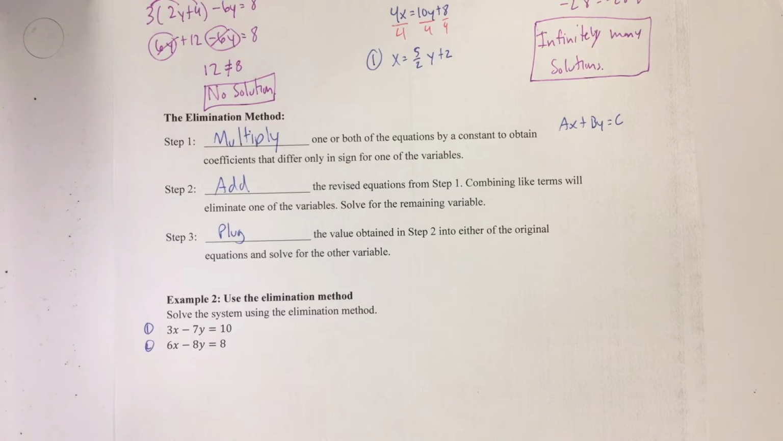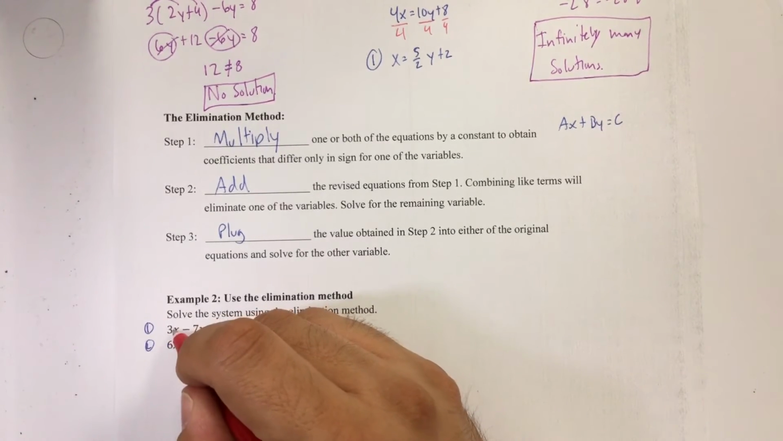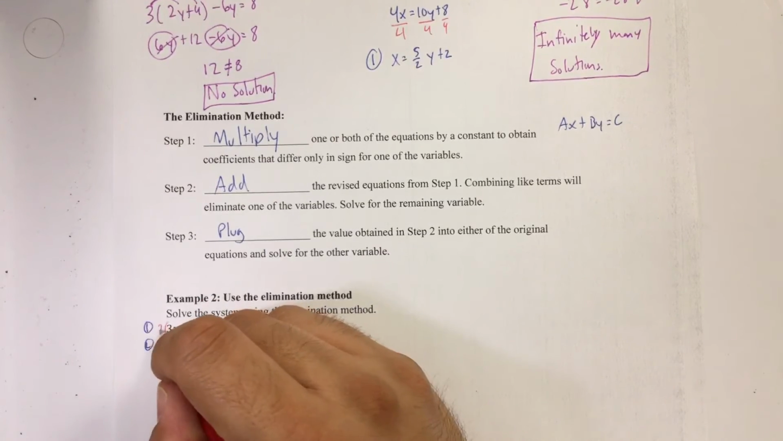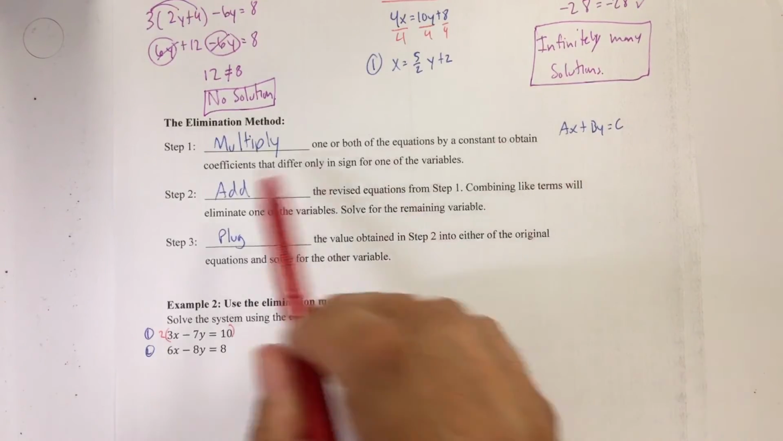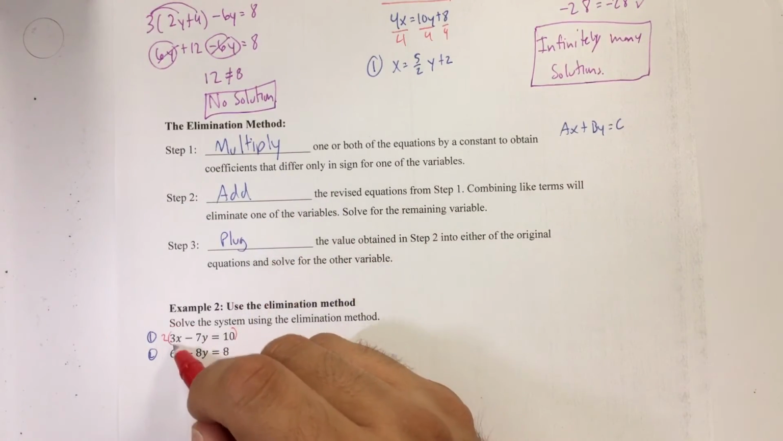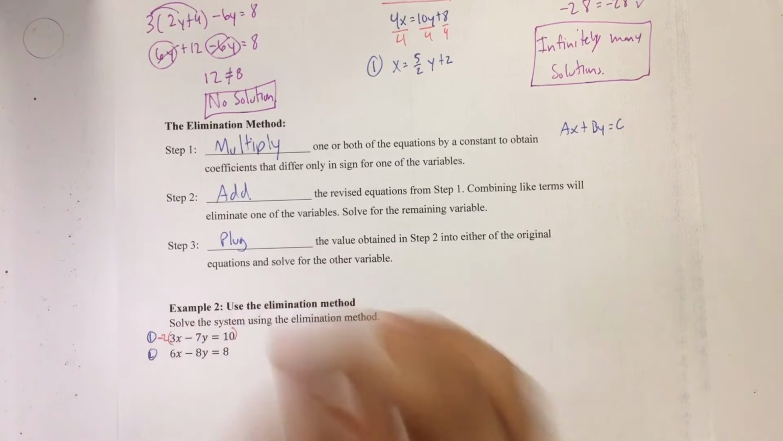Now, step 1 says to multiply one or both of the equations by a constant to obtain coefficients that differ only in sign for one of the variables. This will allow us to eliminate one of the variables. So for this one, I'm looking for multiples. If you look at the y's, 7 and 8 are not multiples of each other, but if you look at the x's, 3 and 6, if I multiplied 3 by 2, 2 times 3 is 6x, they're the same, but they're not opposite. I'm trying to obtain coefficients that differ only in sign, so I have to multiply by negative 2.